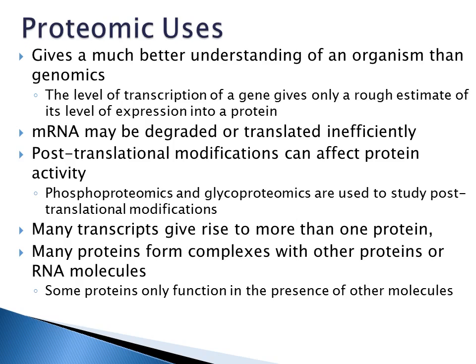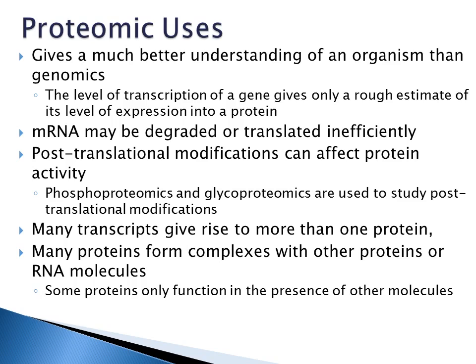Proteomics gives a much better understanding of an organism than genomics. The level of transcription of a gene gives only a rough estimate of its level of expression into a protein. A messenger RNA produced in abundance may be degraded rapidly or translated inefficiently, resulting in a small amount of protein. So you really can't tell how much protein will be made based on the level of transcription that you might see.